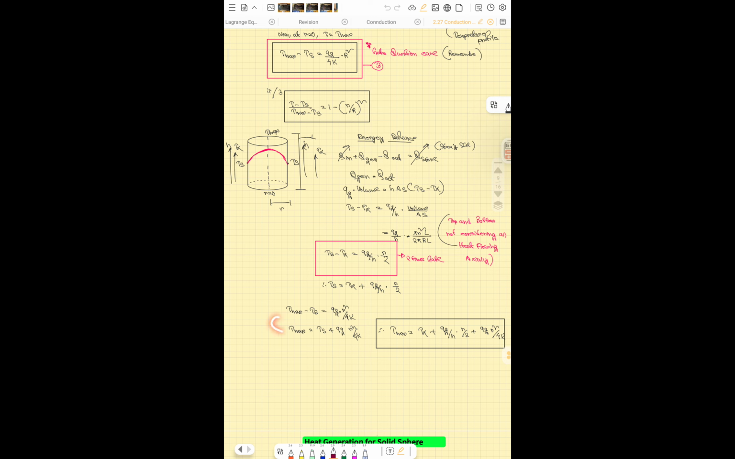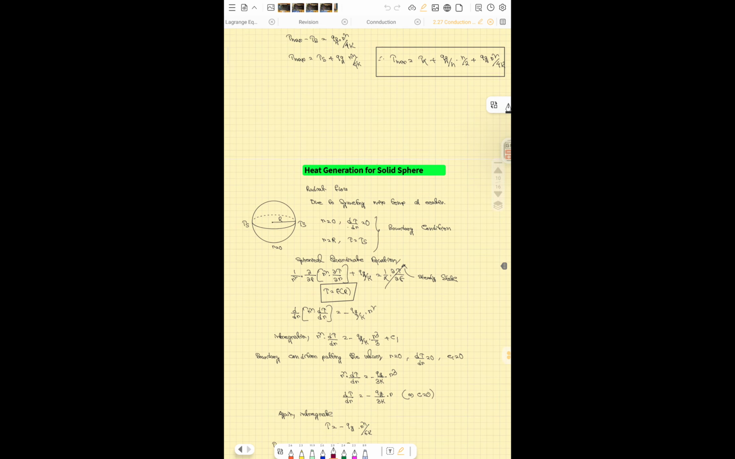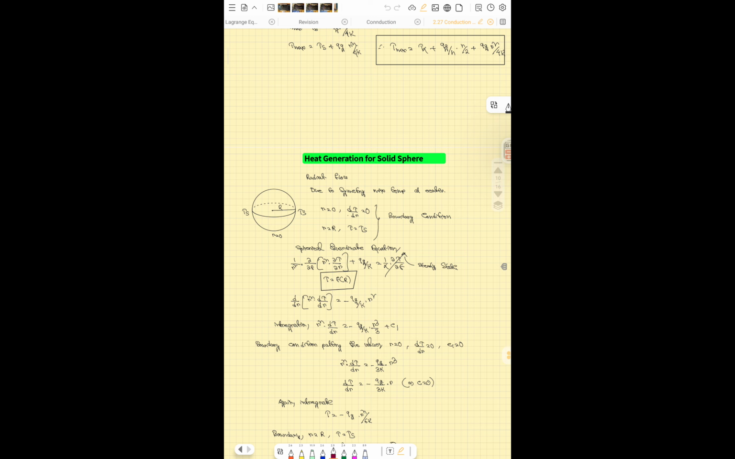So putting this in, the T max value we are just putting is T max equal to T infinity plus Qg r square and so on. Okay, I hope you have got it. Heat generation for a solid sphere is the same, but a different equation will be applied. That is the quadratic equation, 1 by r square d by dr, r square dT by dr, plus Qg by k equal to 1 by alpha dT by dt.